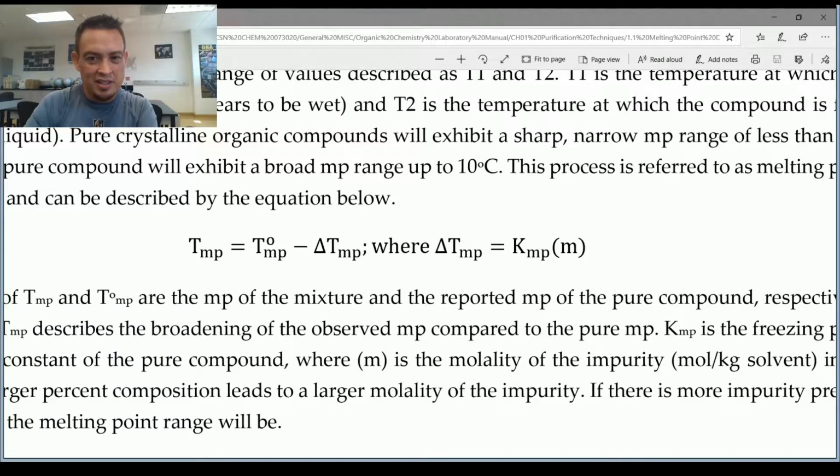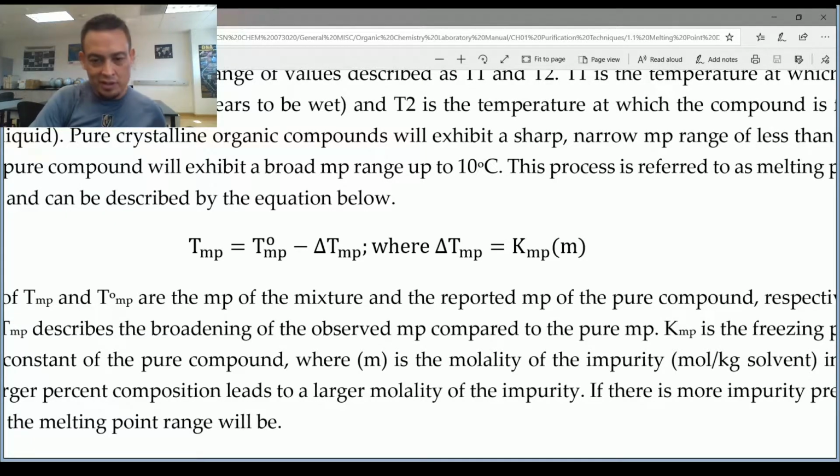We'll see here that delta T_MP equals K_MP times m. It turns out that K is a constant that is unique to that particular compound. Every compound has its own table value for K. And m is the molality. Recall that molality is moles of solute per kilogram of solvent. So essentially, the more impurity you have, the higher that m value gets, thus the higher delta T becomes, therefore the lower the melting point becomes. And so you get a lower melting point range, and it's also broader.